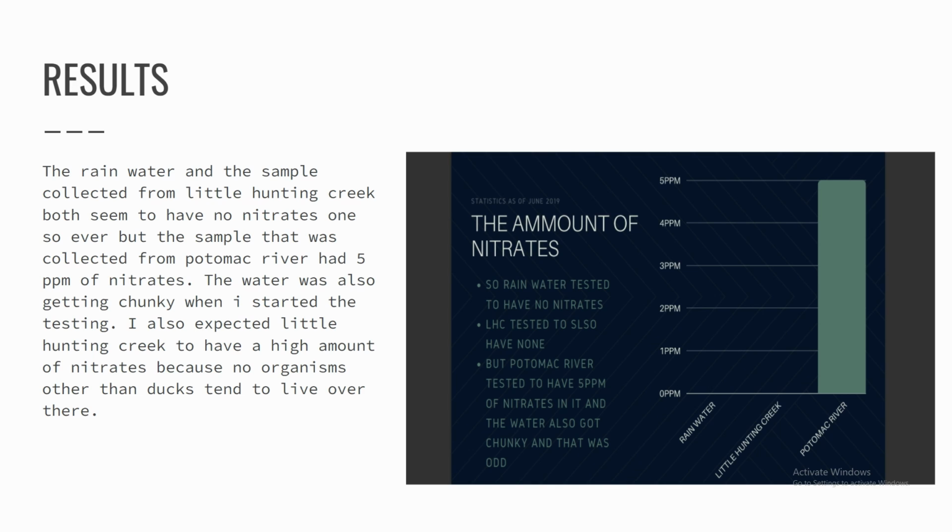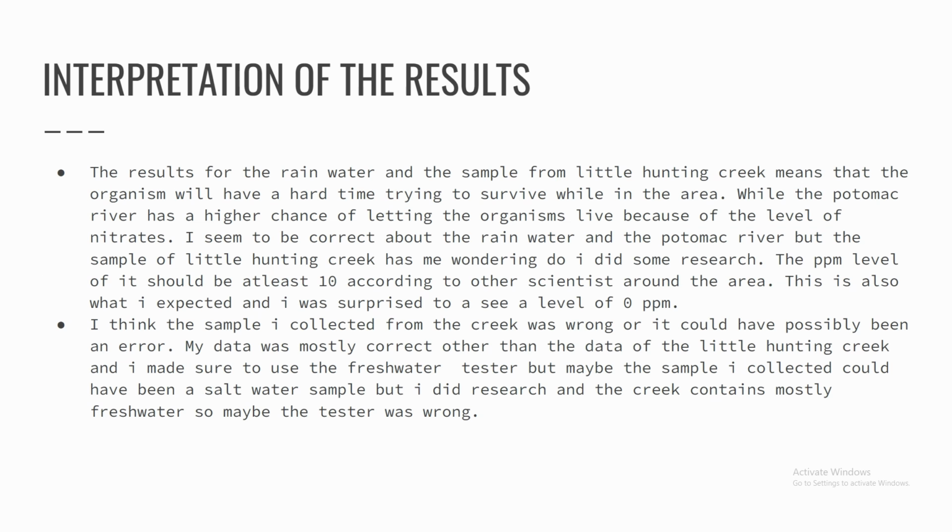When I added the chemical to Potomac River's water, the water started turning chunky, and that's something I didn't expect would happen. I also expected Little Hunting Creek to have a high amount of nitrates because no organisms other than ducks tend to live over there. The results for the sample from Little Hunting Creek mean that organisms will have a hard time trying to survive in that area because organisms need at least 10 ppm to survive in an area.